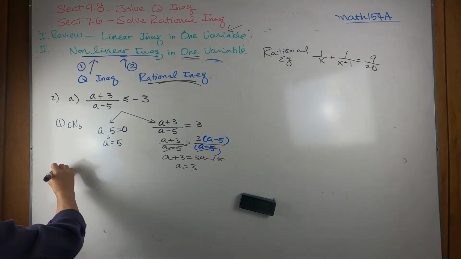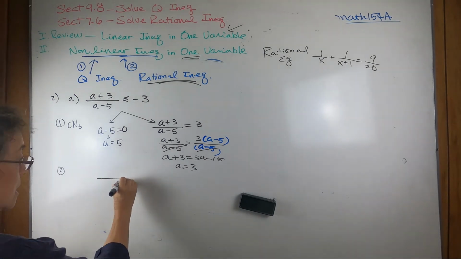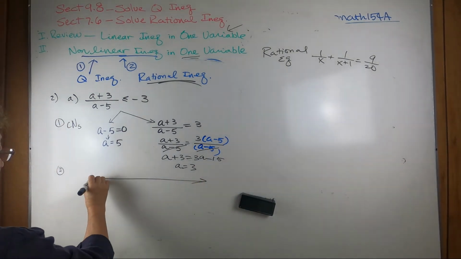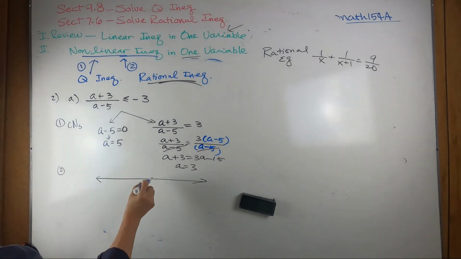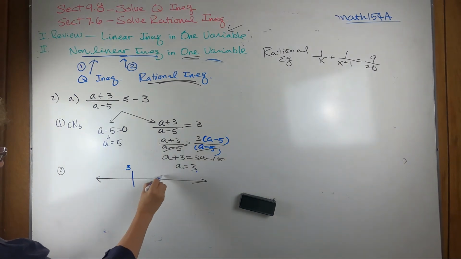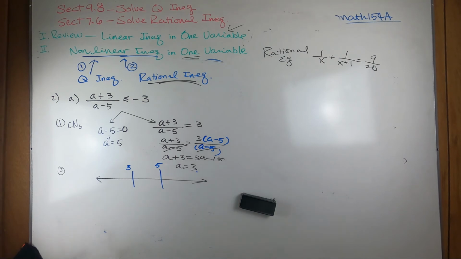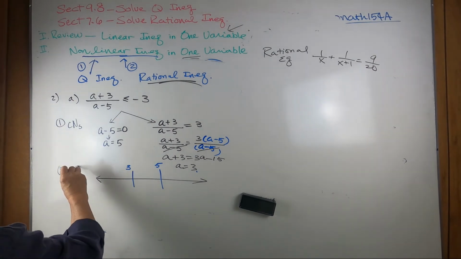So first step, you find your critical numbers. Then second step, use the line graph to split it into 3 regions for your class. One is 3, one is 5. So I have 3 here and 5 here. Those are your critical numbers.